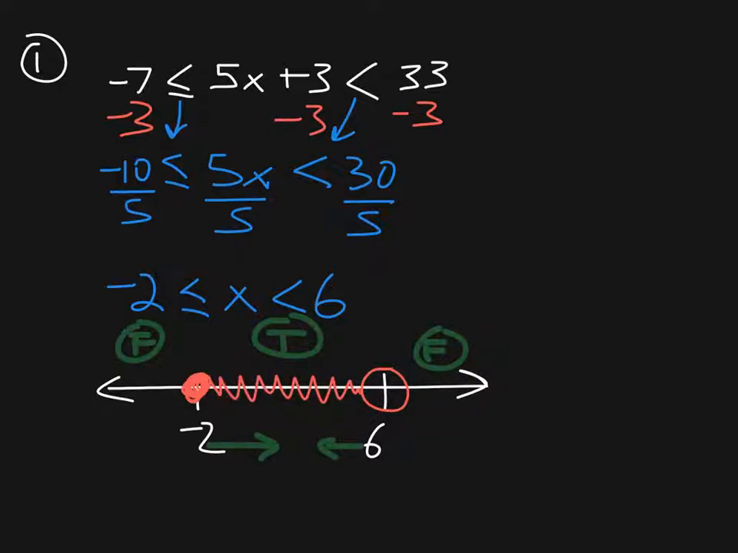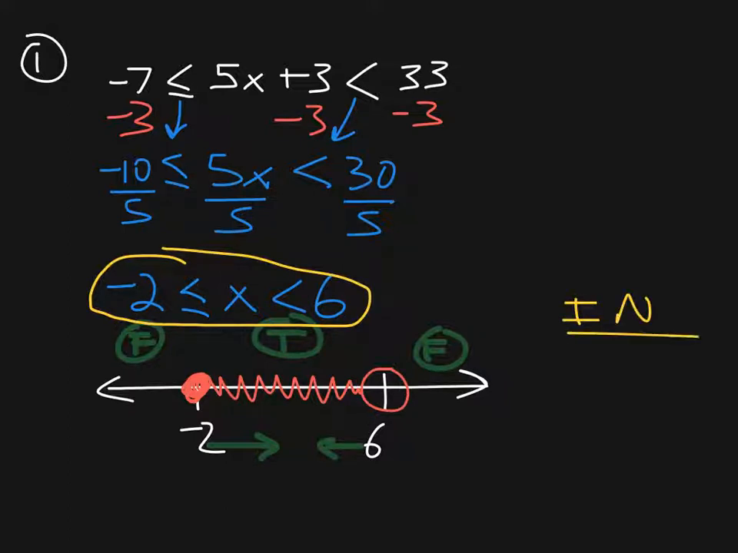So I've got the solution here. I've got the graph, and now I'll write my interval notation. Label negative infinity and infinity, but I don't need them because my shading begins at negative 2, and it shades all the way up until 6. So that's my interval notation.